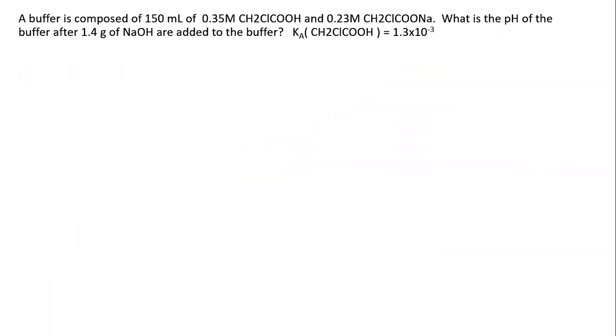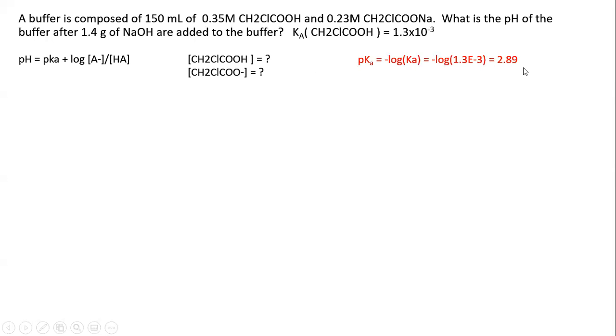So here again, we have the same buffer, but instead of adding a strong acid, we're adding a strong base. So we add 1.4 grams of sodium hydroxide. What will be the pH of this buffer? Again, we're going to be using the Henderson-Hasselbalch equation. We need to know the concentration of weak acid and its conjugate base that remains after we've added the strong base. Again, we're going to need the pKa.